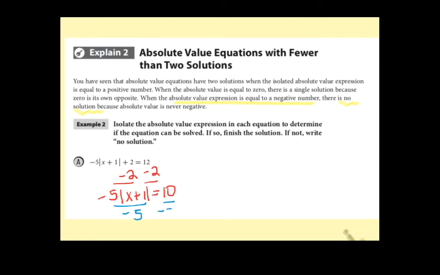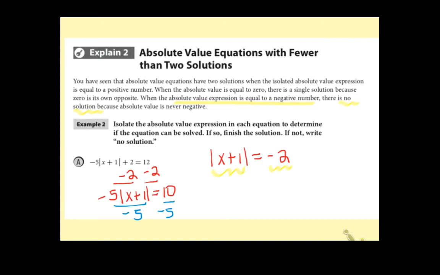And again, our goal is to try to get the absolute value isolated. And so when I do that, the left-hand side is now just the absolute value of x plus 1, whereas the right side is 10 divided by negative 5, which is negative 2. And so now when I consider that statement, something about it just doesn't jive, because it's saying I am taking the absolute value of something and I'm getting a negative number.